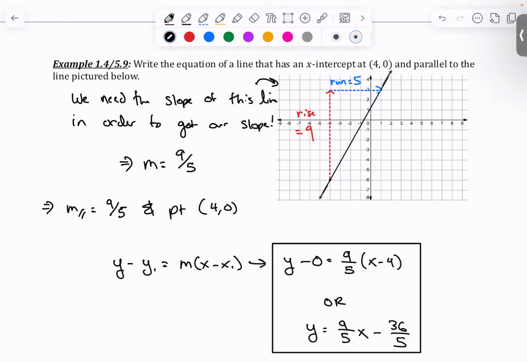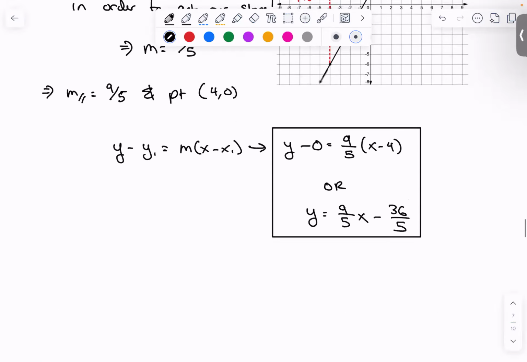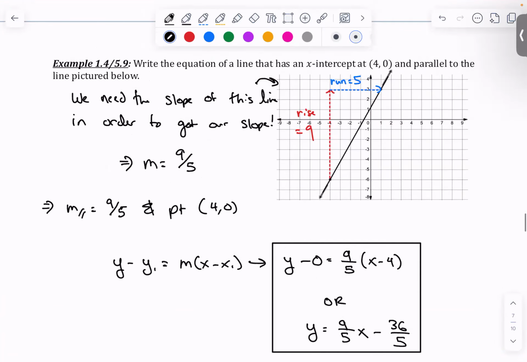Okay. So there's a fun challenge problem at the bottom. Don't worry, I'll come back up here, but there's a fun challenge problem. I encourage you to do it in the space provided above. It's a fun problem this weekend.